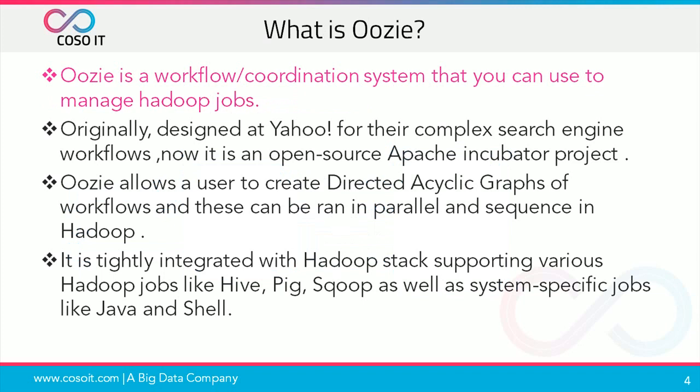So OOZIE is a workflow coordination system that you can use to manage Hadoop jobs. It was originally designed at Yahoo for their complex search engine workflows, but now it's an open source Apache incubator project.